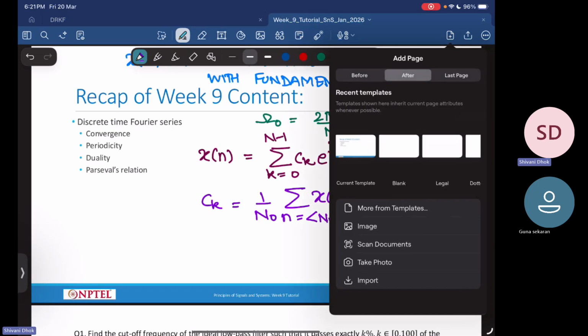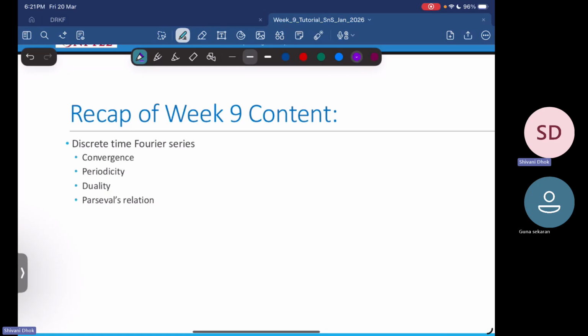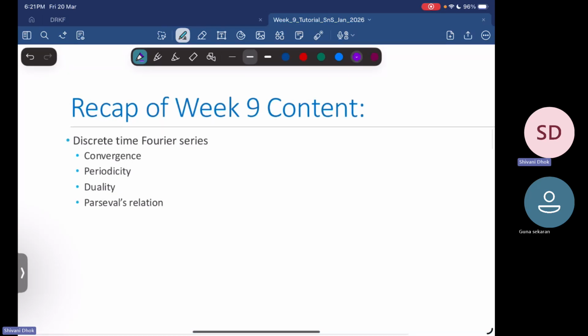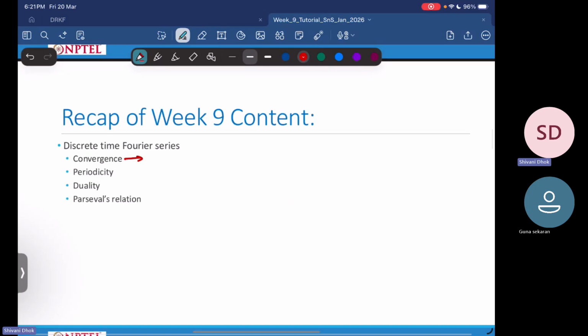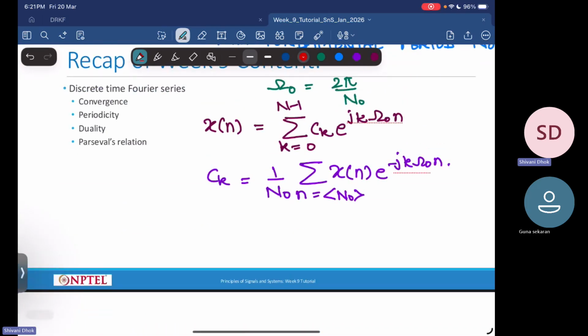We saw this in the lectures, and we looked at four properties of this discrete time Fourier series. There are other properties also, like linearity, which follow as is. The first thing that we saw was convergence. When do the ck's converge? If you observe carefully, the ck's are basically finite sums.